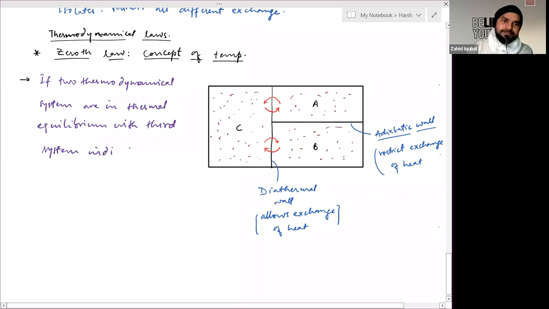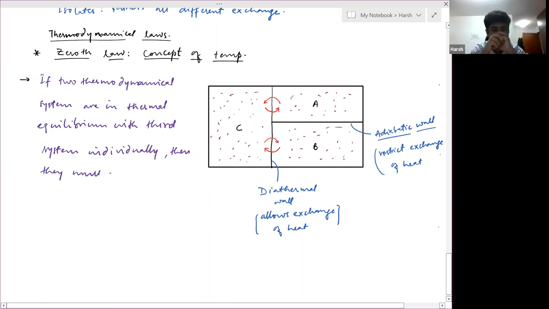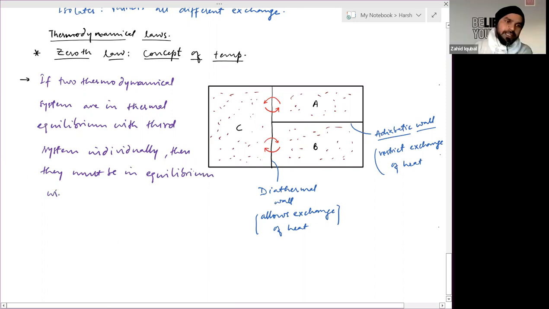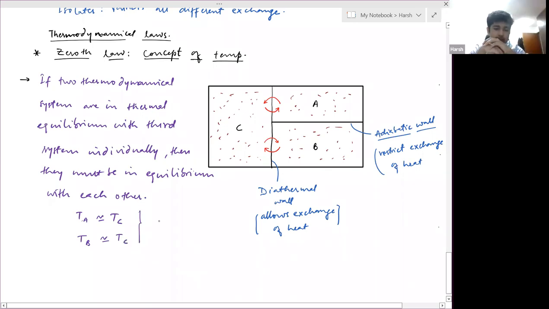Individually. Then there must be in equilibrium with each other. Yes, sir. It means temperature of A is equivalent to C, temperature of B is equivalent to C. Therefore, A must be equal to B.